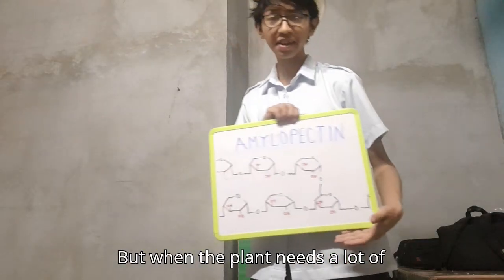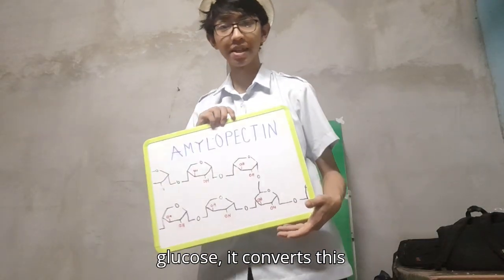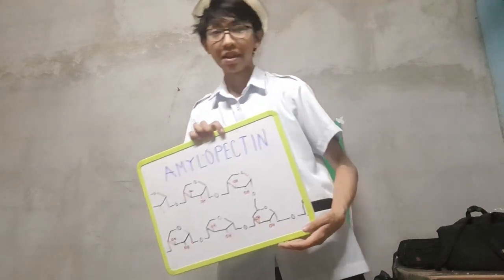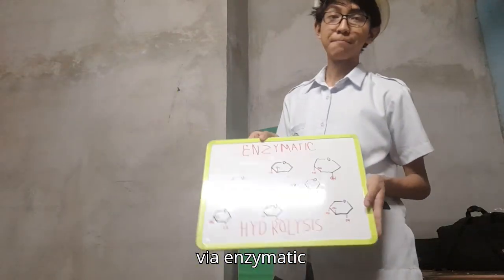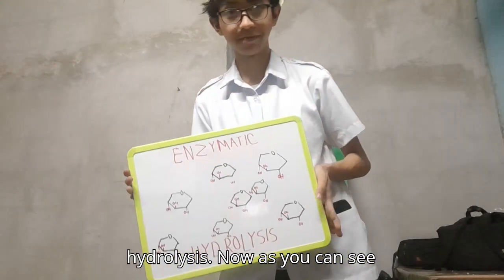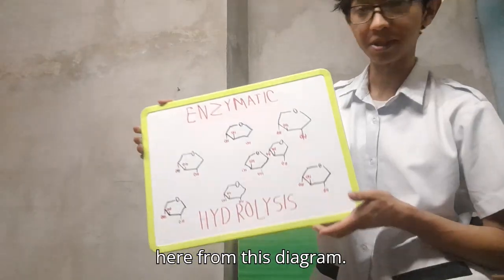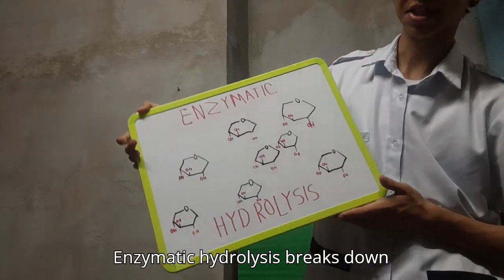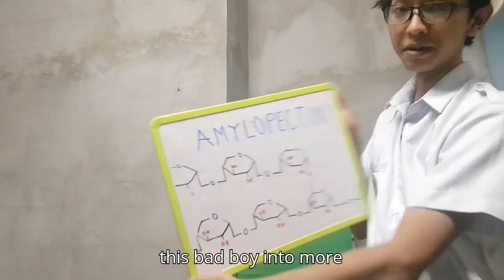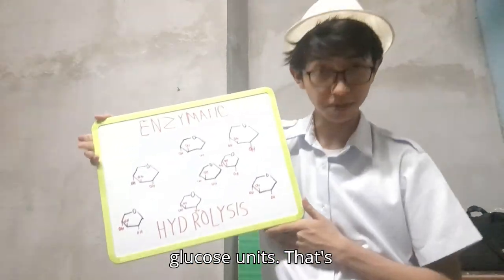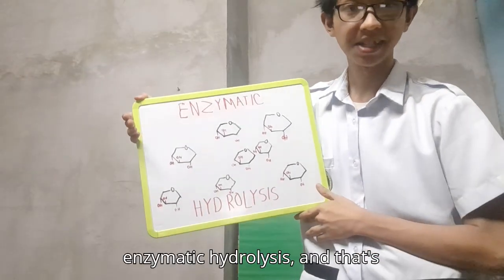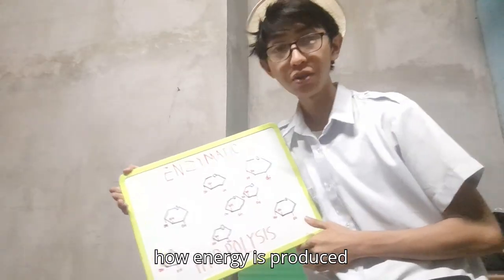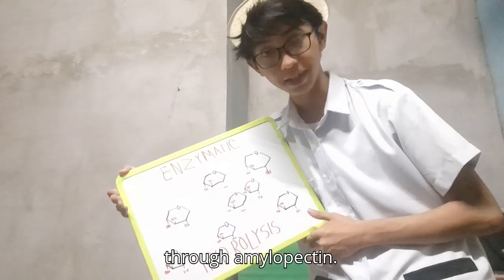But when the plant needs a lot of glucose, it converts this amylopectin into energy via enzymatic hydrolysis. Now, as you can see here from this diagram, enzymatic hydrolysis breaks down this bad boy into more glucose units. That's enzymatic hydrolysis. That's how energy is produced through amylopectin.